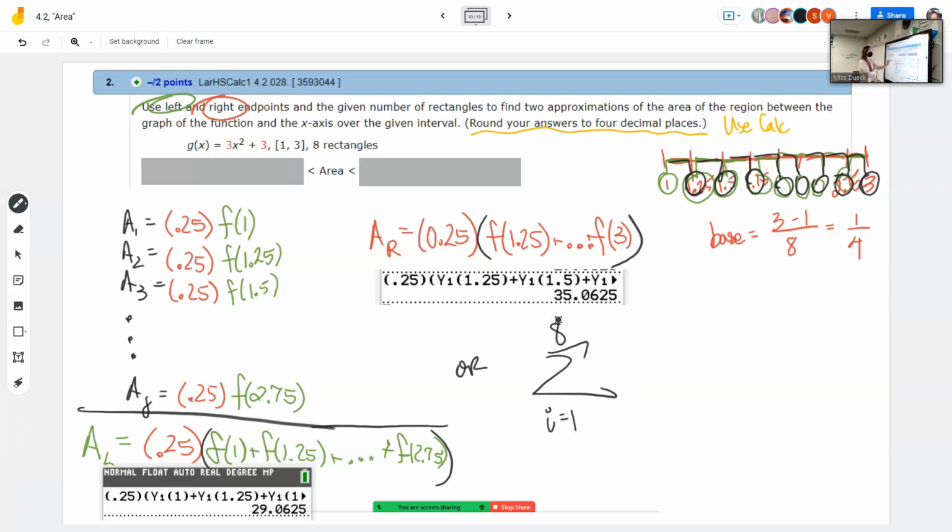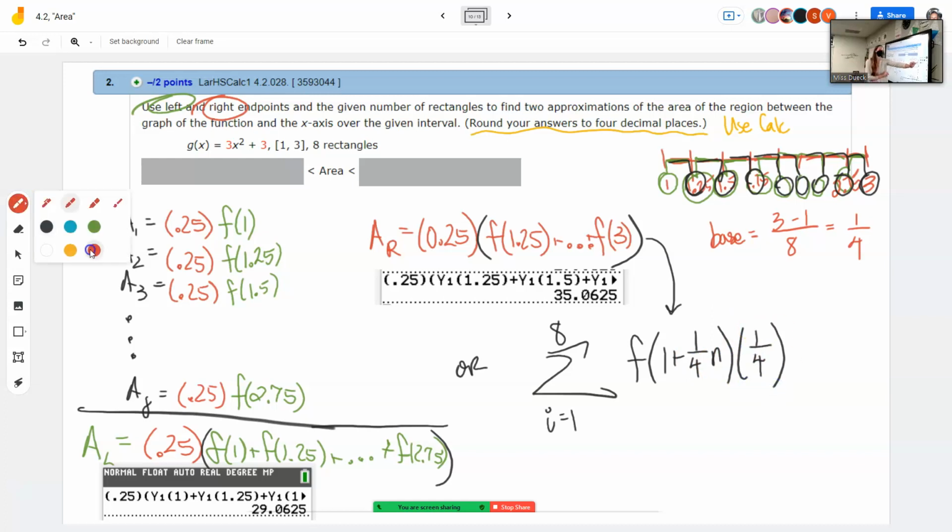Now, I'm doing the right Riemann sum. It's the easier one to put into your function. You would need to have f of 1 plus 1/4 n times 1/4. That's all you need. But you need to make it particular to your function.